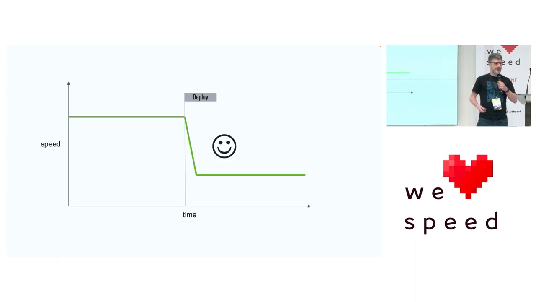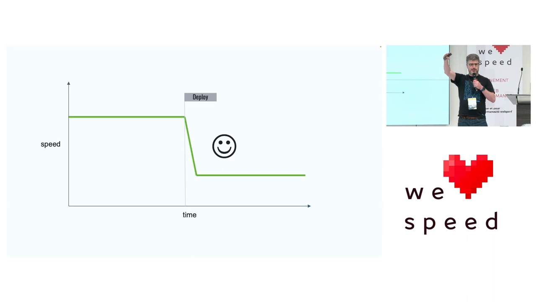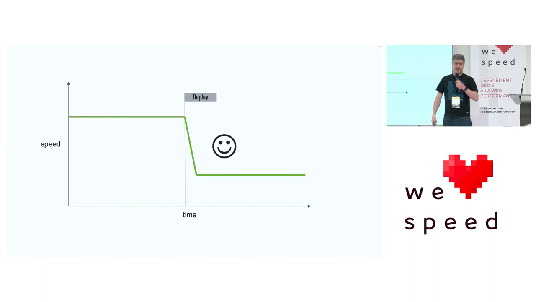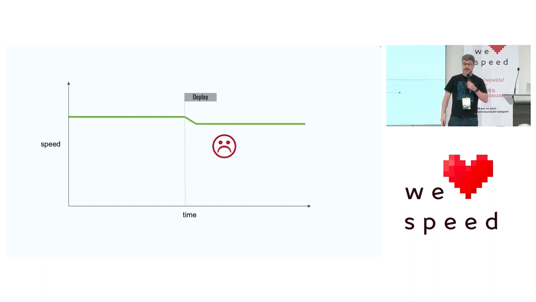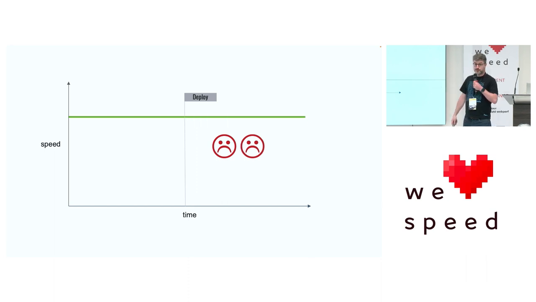This is a graph which makes a lot of us happy. You have performance, you do a deployment, and performance improves. Awesome, everybody happy. But more frequently than you want, in RUM, you might see something like this, where you do see a change. You can say, hey, the glass is half full, but you can also say, hey, the glass is half empty because it's actually not as big as you hoped. Or even worse, you made a change and you see nothing at all. Sounds familiar? A few yeses, that's good, thank you for that.